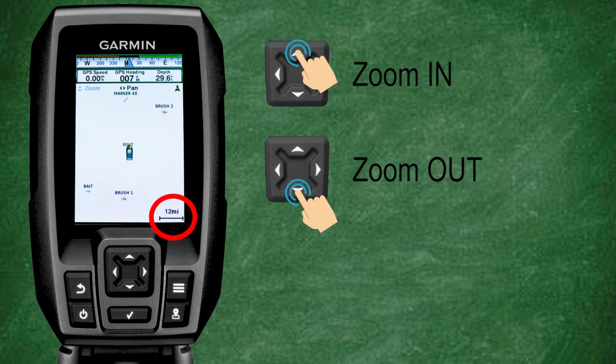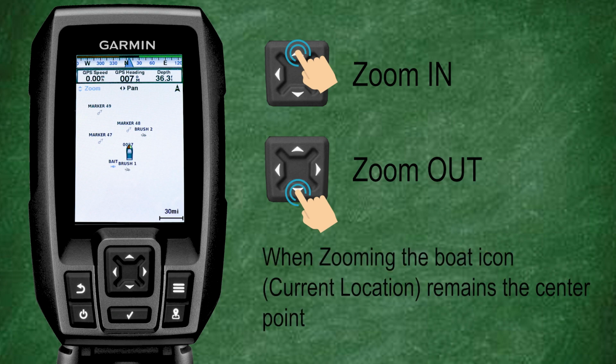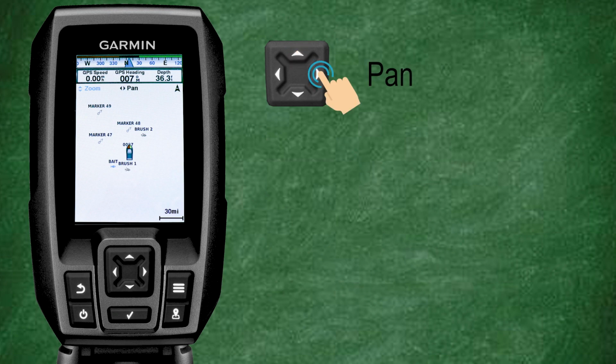You'll now notice that our distance line is now indicating 12 miles, and we lost some of those far off waypoints from the map. This also made some of our closer waypoints more spread out and viewable. Pressing the down arrow on the arrow keypad, we'll notice that the screen zooms back out. The key takeaway when using the zoom feature is that you can zoom in or out as far as you'd like to view more or less waypoints, and that the zoom feature uses the boat as your center point on the screen.